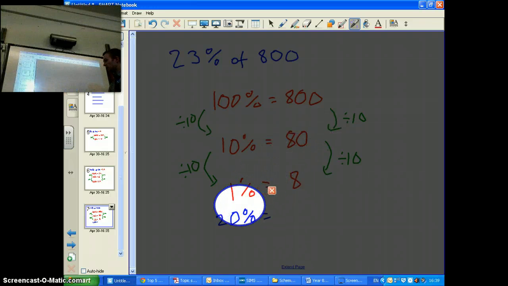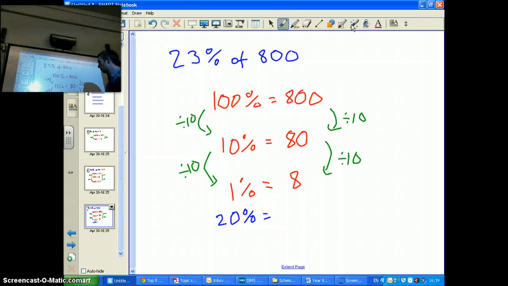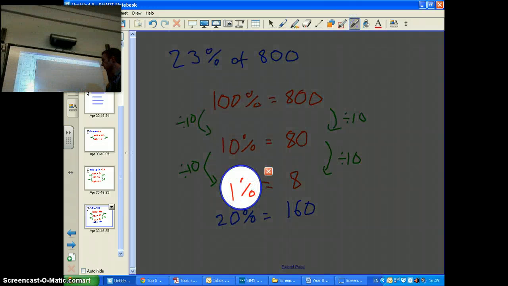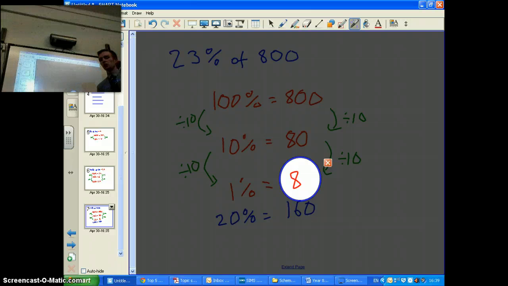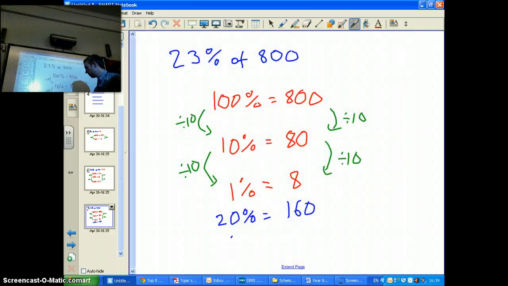So to find out my 20%, we should hopefully be able to see that if my 10% equals 80, that means 20% is going to be double that. So my 20% would equal 160, okay? And then next up, I know that 1% equals 8. I'm not looking for 1%, I'm looking for 3%. So that means that my 3% is going to be 3 lots of 8, which gives me 24.